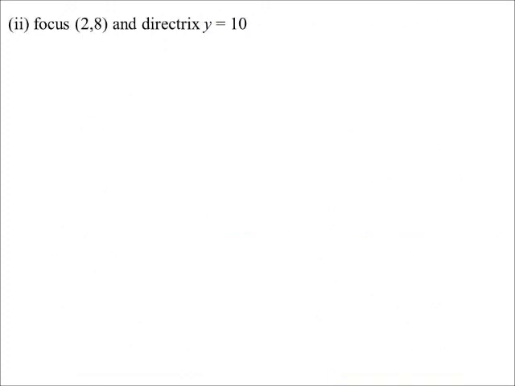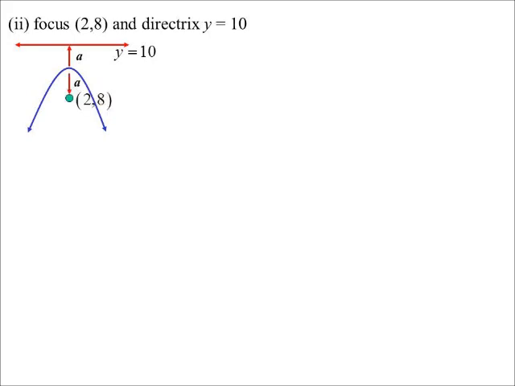Focus (2, 8), directrix y equals 10. I think we're safe with this one because focus and directrix pretty much fix our parabola. It'll be concave down because you'll notice the directrix is higher than the focus. Because there's my directrix, y equals 10. I know that's a units from the vertex, and I know the focus is a units below.